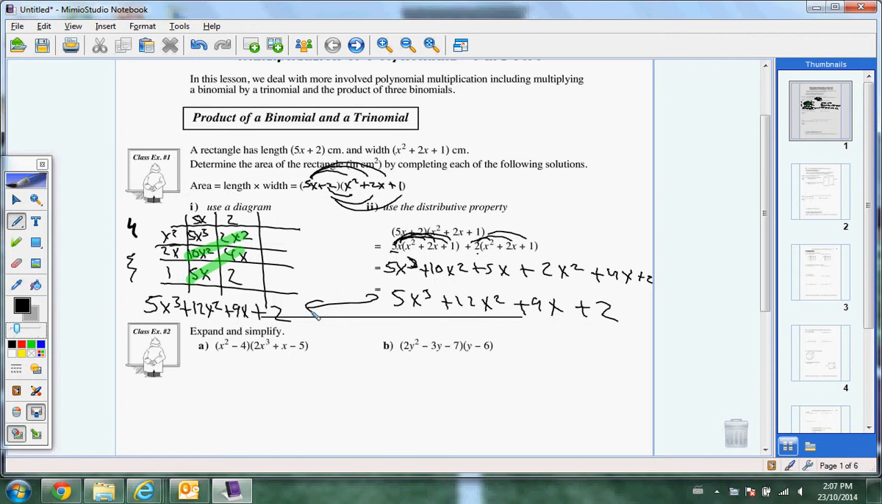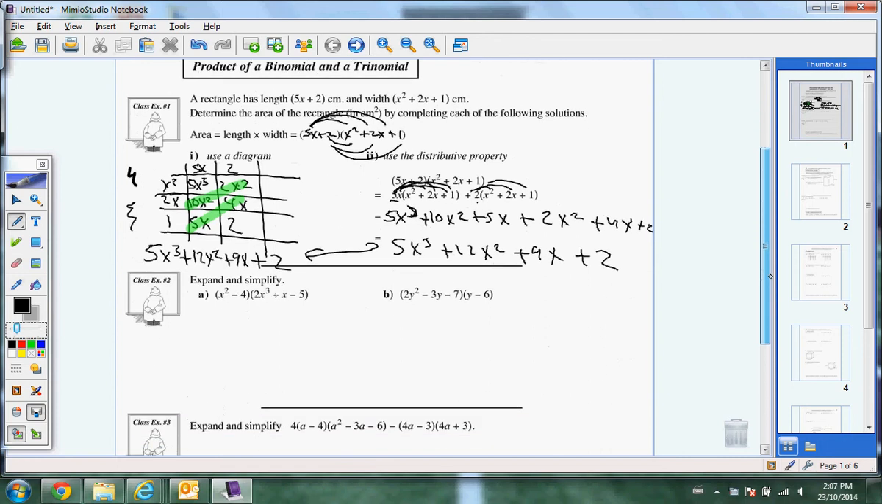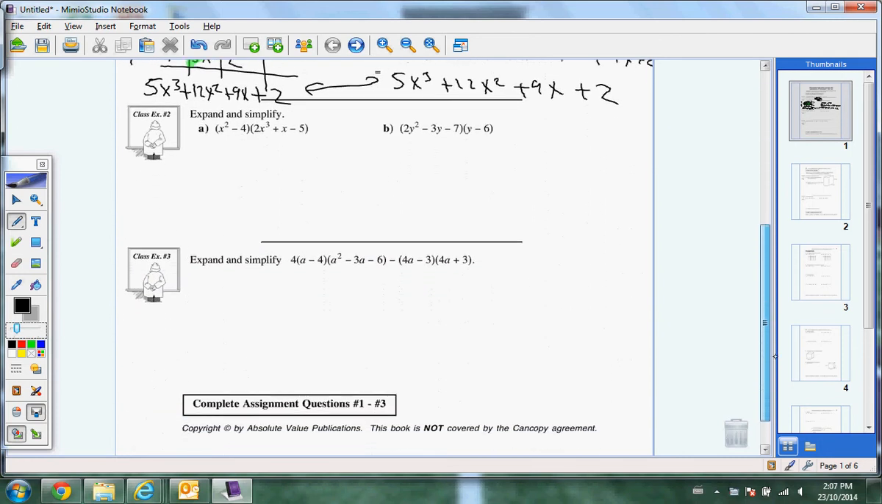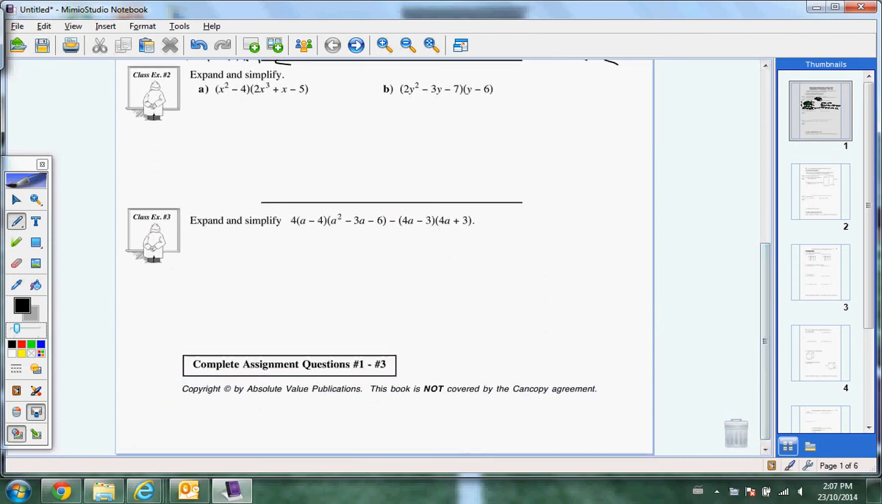All right, so we'll go around and start getting people involved here, so I'm not talking the whole time. So we'll start here. Josie, so what's x squared times 2x? 2x cubed, sorry. What's that? 2x to the 5th, good. Okay, and then Chris, what's x squared times x? Okay, good. And then Taylor, what's x squared times negative 5? Okay, good. So that's our first piece.